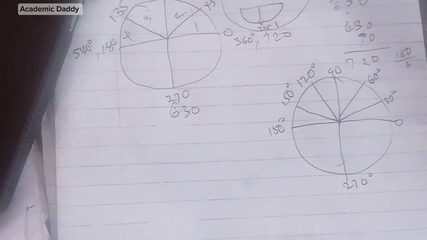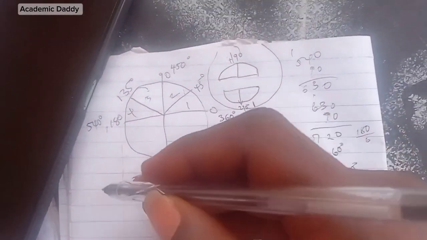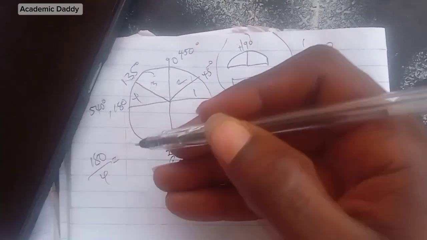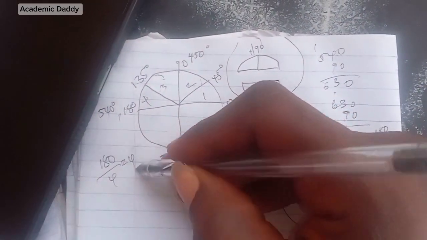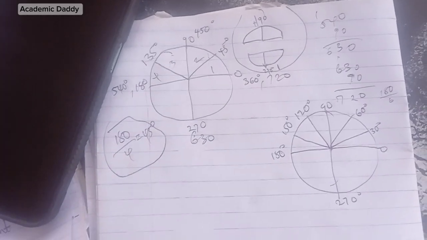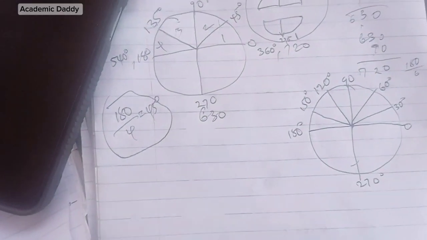So this is the case where I divide into 4 equal parts, and this is a case where I divide into 6 equal parts. All I did is to say 180 divided by 4 is going to give me 45 degrees. I used it. So if I know that, I can carry this principle further.